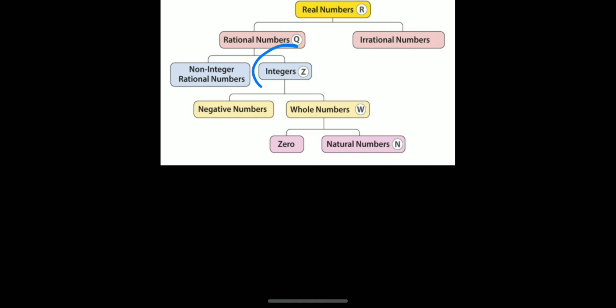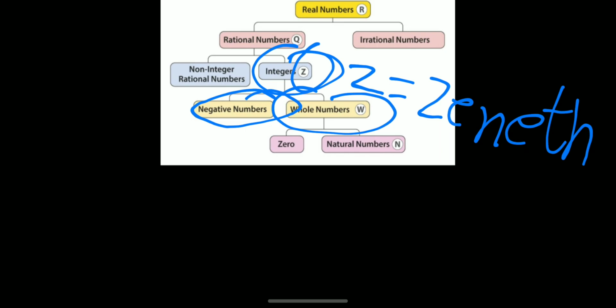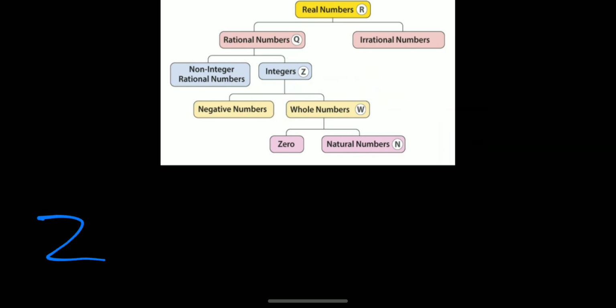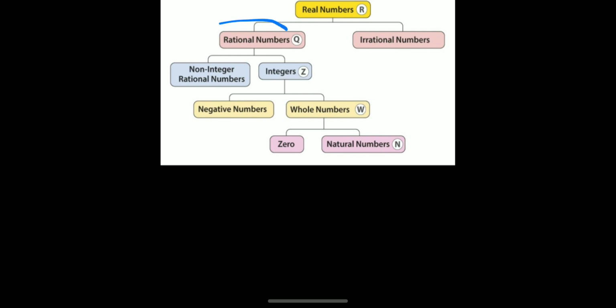Now let's discuss integers. Integers are denoted by Z. It is denoted by Z because integers are also called Zahlen numbers. Integers are whole numbers including negative numbers. Now let's take some examples of integers. Minus infinity, and so on, minus 3, minus 2, minus 1, 0, 1, 2, 3, and so on up to infinity are integers.